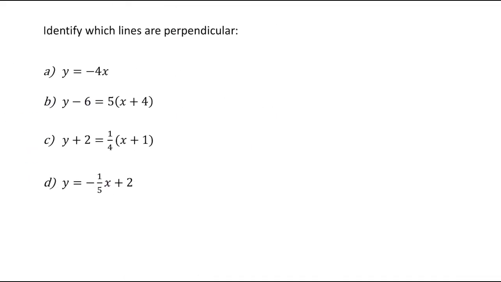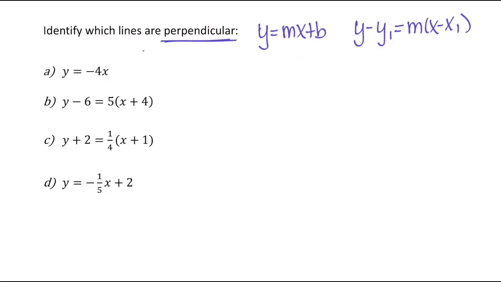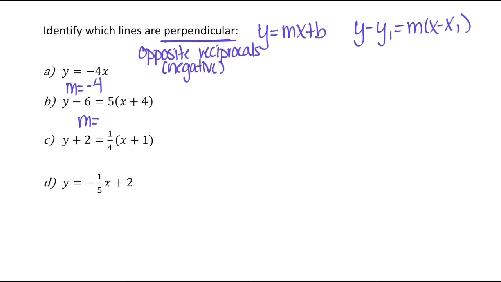So let's look at this example and identify which lines are perpendicular. We're given equations of lines in y equals mx plus b form, and in point slope form, y minus y1 equals m times x minus x1. So what we're going to do for perpendicular is look at the slopes and make sure that they are opposite reciprocals. Okay, so they're going to have opposite signs, or you can say, negative reciprocals. If we look at this first equation, it has a slope of negative 4. The second equation has a slope of 5. The third equation has a slope of 1/4, and the final equation has a slope of negative 1 over 5.